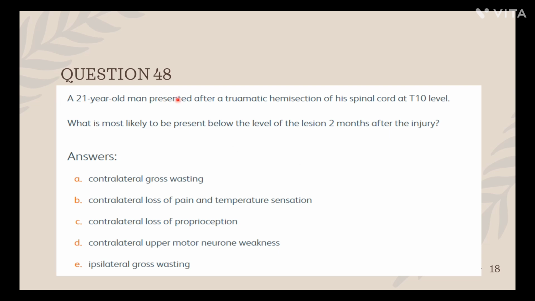Next question: a 21-year-old man presented after a traumatic hemisection of his spinal cord at T10 level. What is the most likely presentation below the level of the lesion 2 months after the injury? So below the level of lesion, and it is hemisection. Hemisection means what? It's Brown-Séquard.